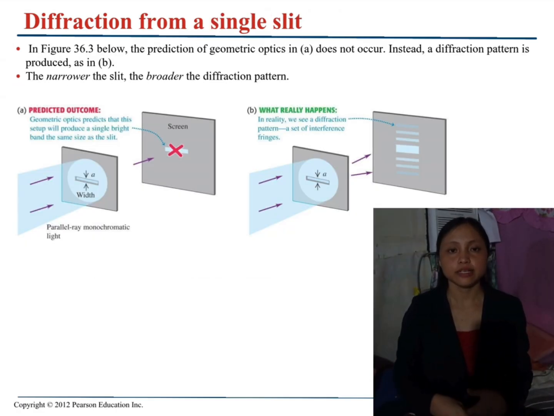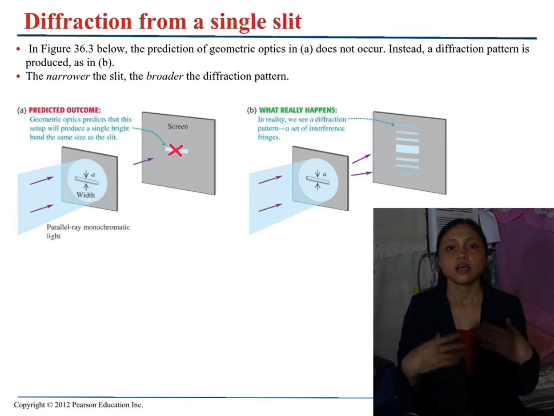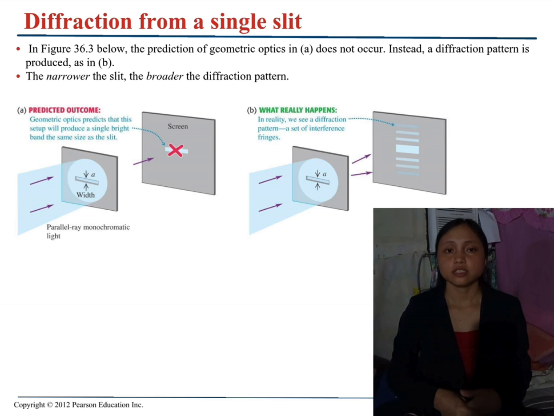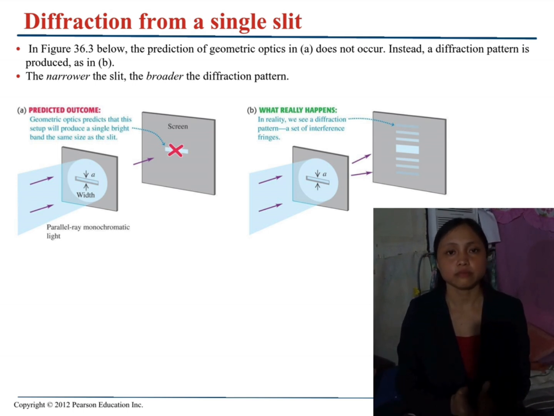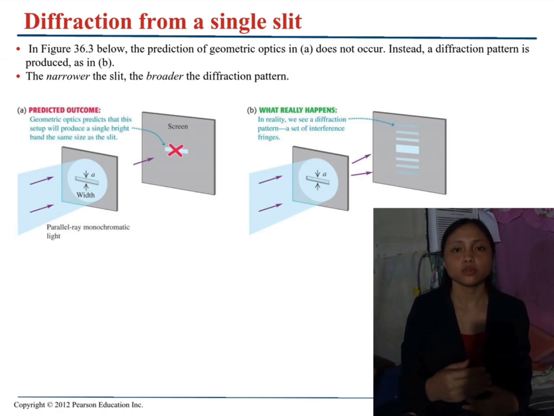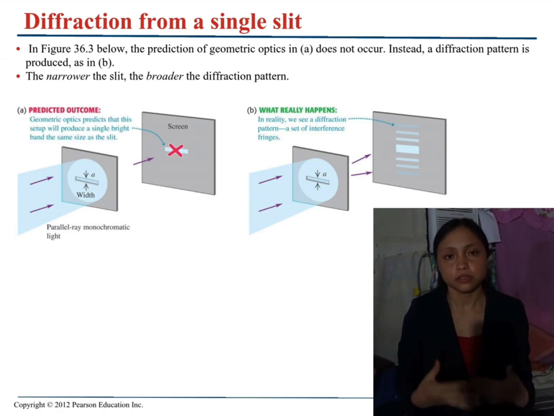Consider a beam of light passing through a narrow slit. Geometric optics predicts that light should pass straight through and create a bright region with sharp edges. However, actual observation shows broad patterns consisting of a bright central region surrounded by alternating dark and bright fringes. This is called a single-slit diffraction pattern.